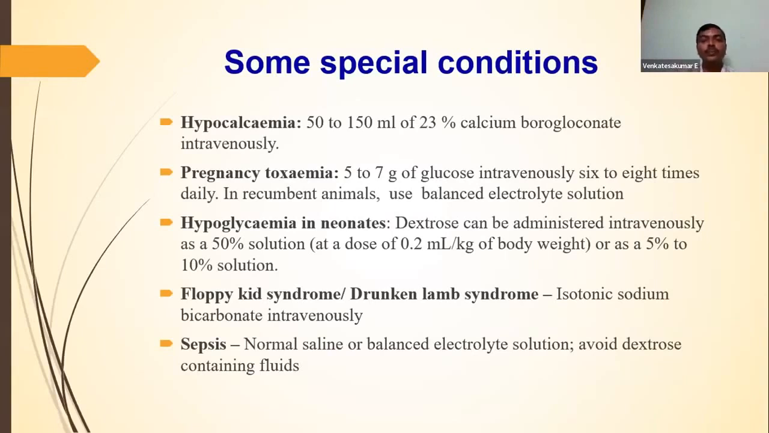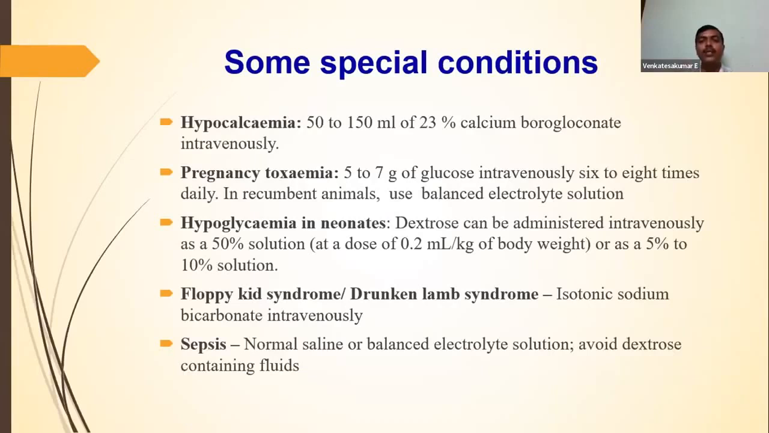We have to treat with 5 to 7 grams of glucose. The glucose percentage should be higher, 10%, 20% or 25%. If you prefer 50%, that will be better, 6 to 8 times daily. If the animal is standing and showing signs of pregnancy toxemia, you can go for glucose administration. If the animal is recumbent, don't use it, because there is no benefit of intravenous glucose administration in recumbent pregnancy toxemia. For those recumbent pregnancy toxemic animals, you have to use balanced electrolyte solutions.